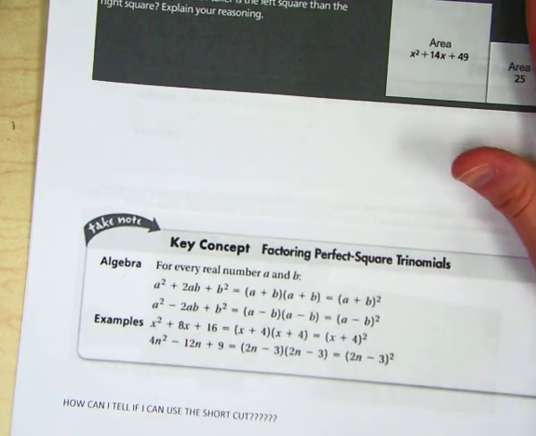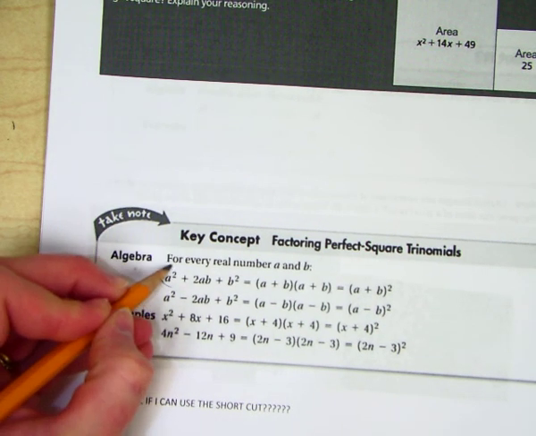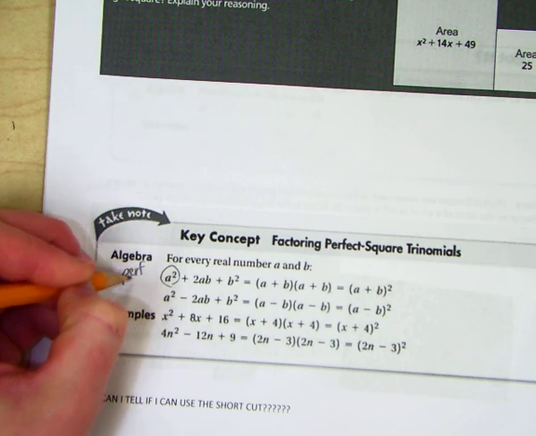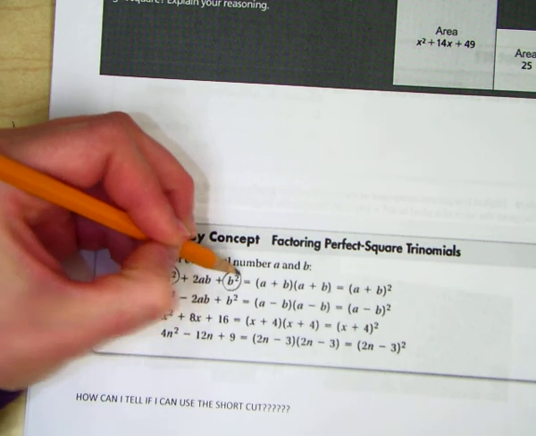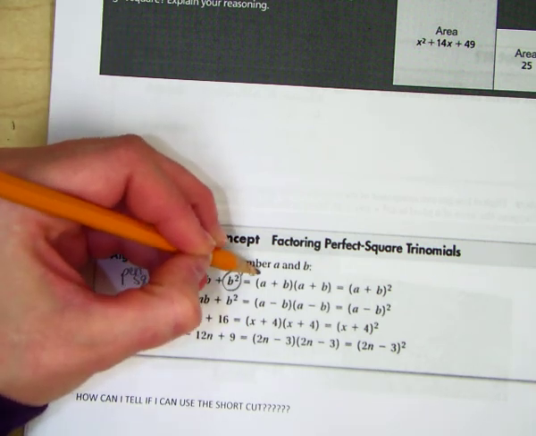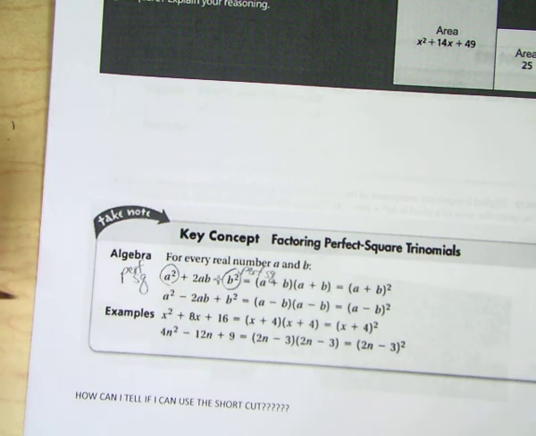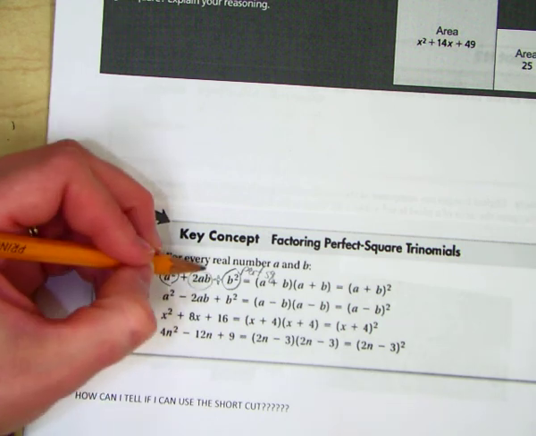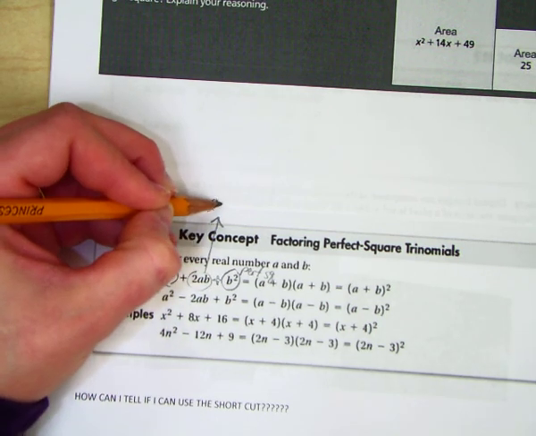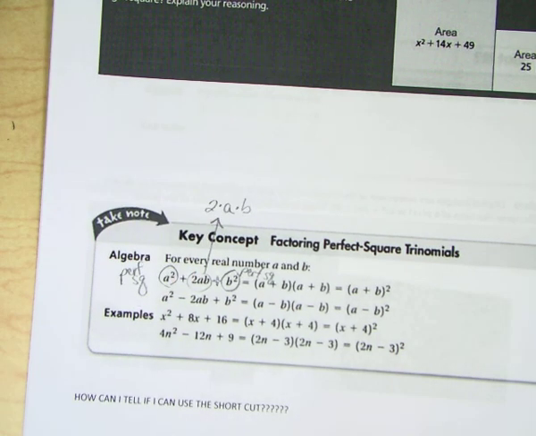What I explained up here is exactly what this chart says. Now what you have to remember to check for is, check number 1, is the first term a perfect square? Okay, that's your first check. Check number 2, is the last number a perfect square? And being a perfect square, you should remember, that should be a positive. The last check you need to do is check the middle stuff. Is the middle stuff 2 times the square root of the first times the last? If so, you can use the shortcut.